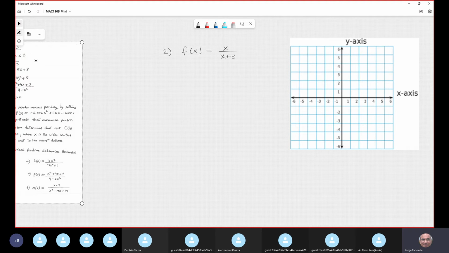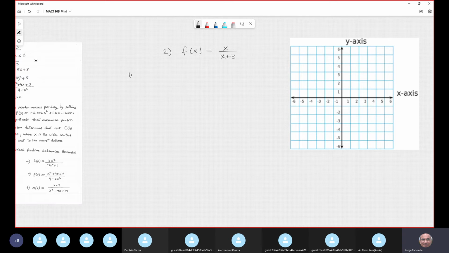Remember the 7 steps we always need to do. The first step is to factor. Factoring is impossible in this example because at the top we have a monomial and at the bottom a binomial, so there is nothing to do. Okay, I skip this step.